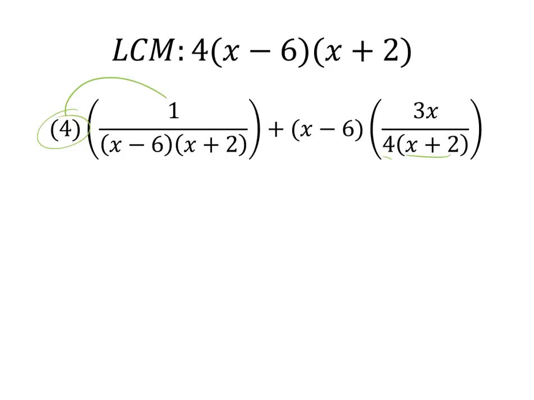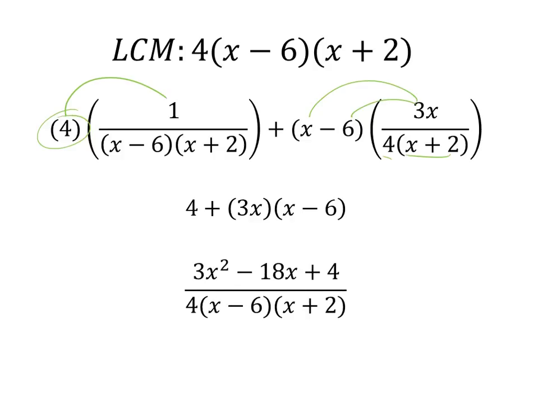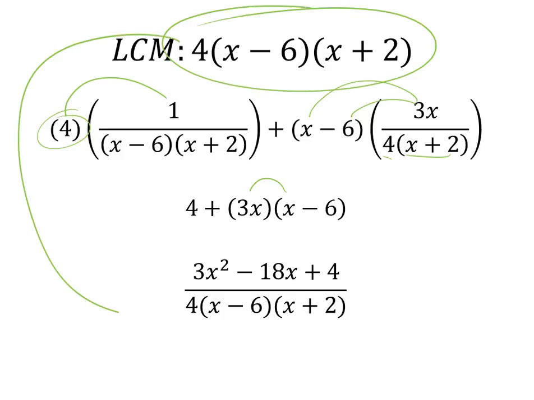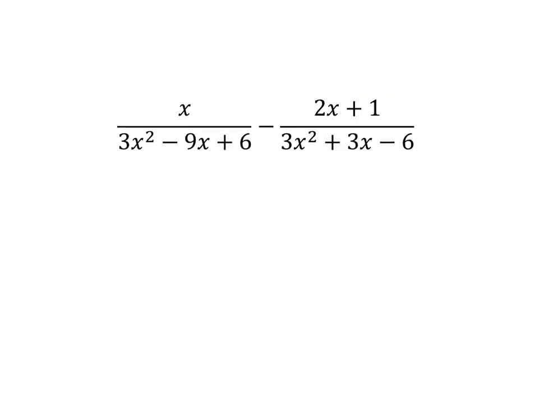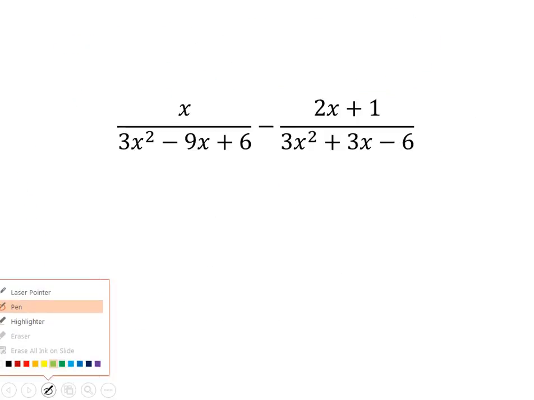So 4 times 1 is 4. X minus 6 times 3x would be 3x squared minus 18x. And then once we distribute this, we add it all together. We combine like terms. In this case, we don't really combine anything, but we put it all under one big fraction. And then our least common multiple goes into the denominator. So again, this is a lot of moving parts. Now, when you subtract, you do the same thing, except you just have to remember to do the subtraction.